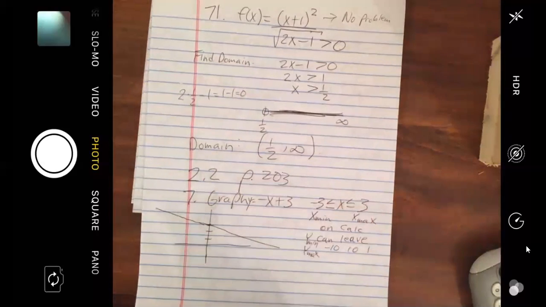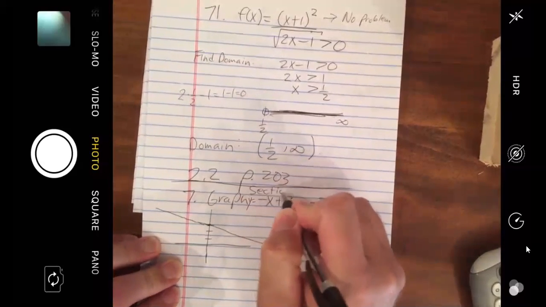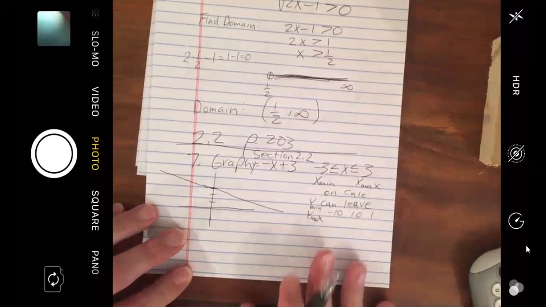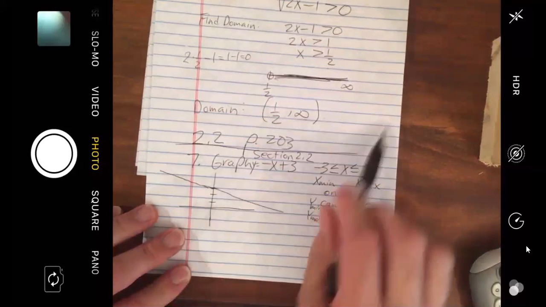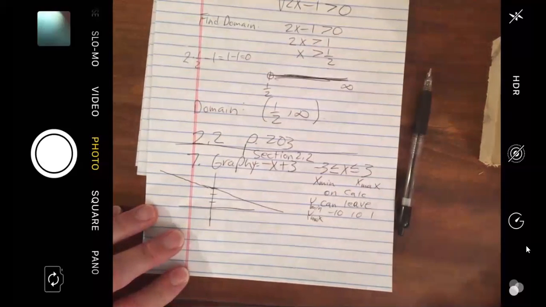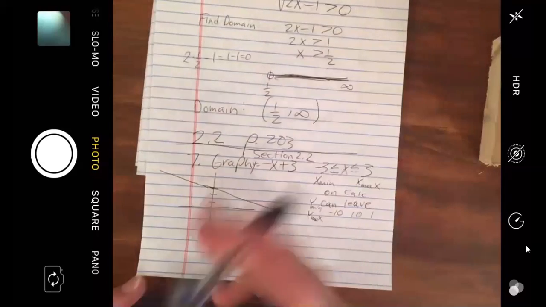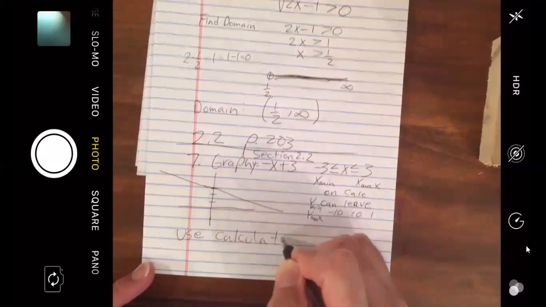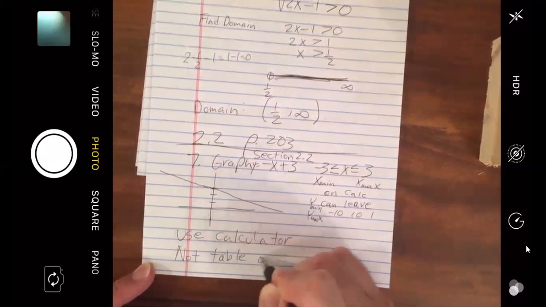All right. Section 2.2. Just give you a few problems to get started. It's a lot shorter. It's about graphing, so you probably already know about it. Very first one, graph y equals negative x plus 3. It says in the directions to do it by making a table of values, but you don't have to do that. Use your calculator, not a table of values.